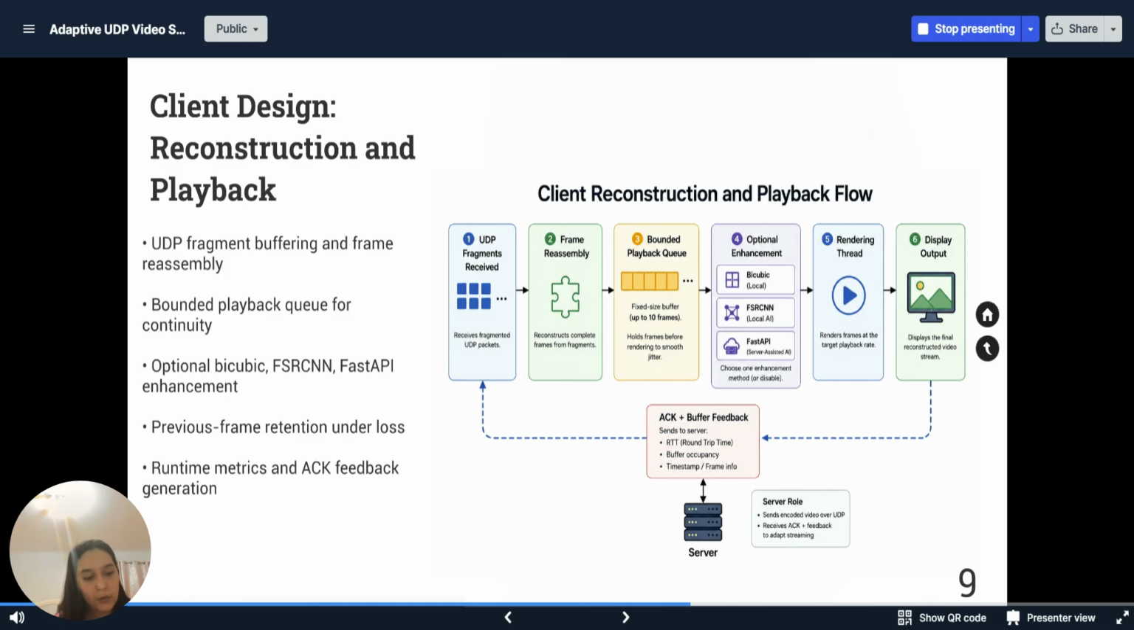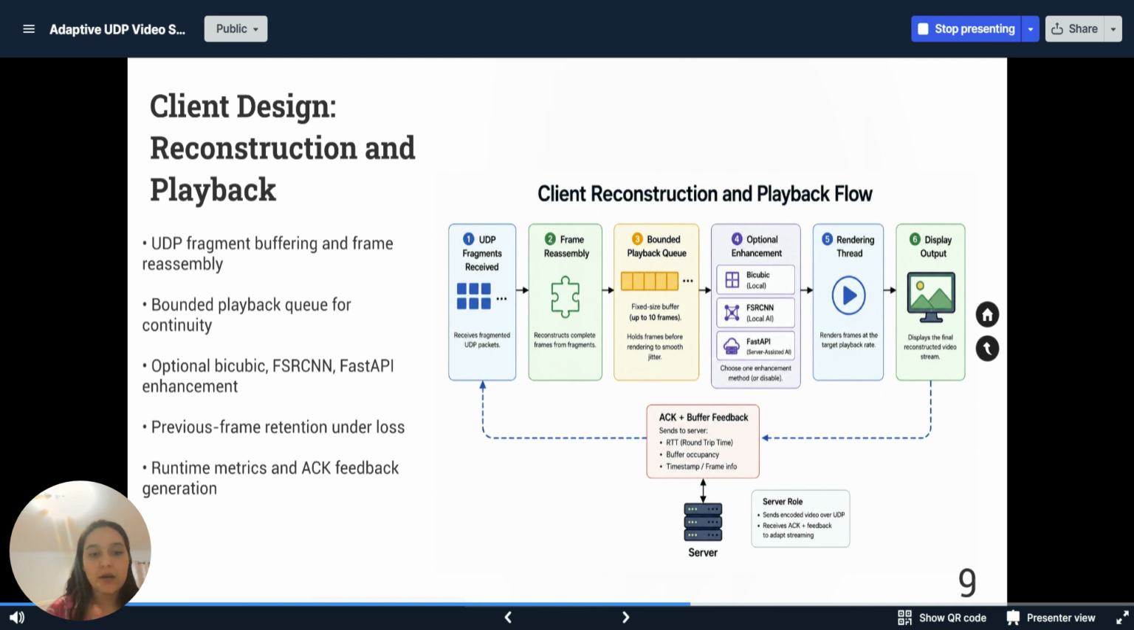Then lower quality frames get sent to this optional enhancement, bicubic, FSR-CNN, which is the AI model, and then the FastAPI, which is the server-side assisted image processing that we have. If we happen to lose a frame, which is very common for UDP, we retain the previous frame for a few seconds, so we don't see that loss and we don't see buffering.